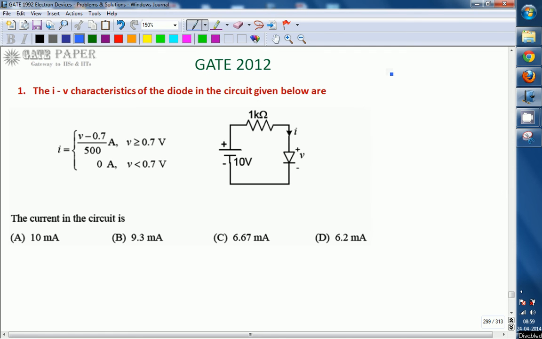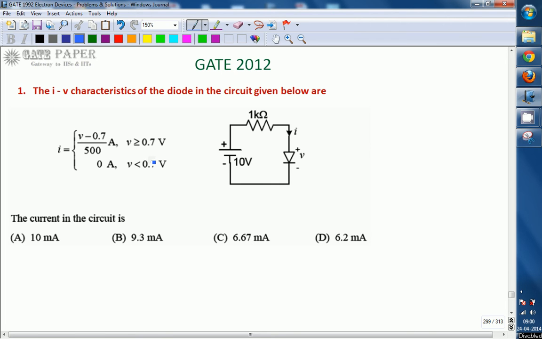Hello, we are discussing the GATE 2012 ECE paper, and this question is related to electronics. Look at the circuit diagram, which includes a diode, resistor and 10 volts battery, and current flowing through the diode. The voltage across the diode is given by the relation I is equal to (V minus 0.7) by 500 amperes when the voltage across the diode is greater than or equal to 0.7 volts.